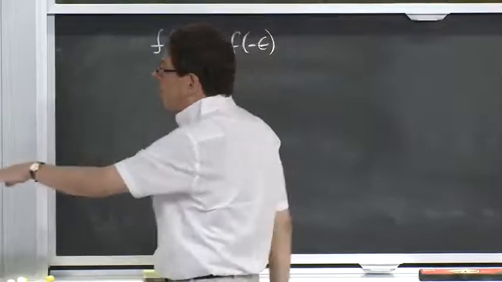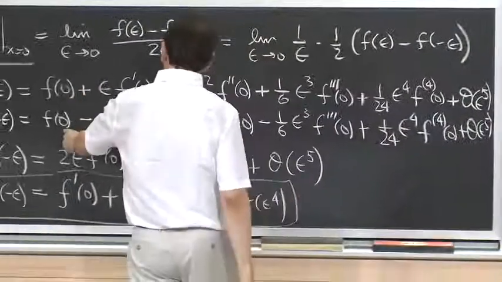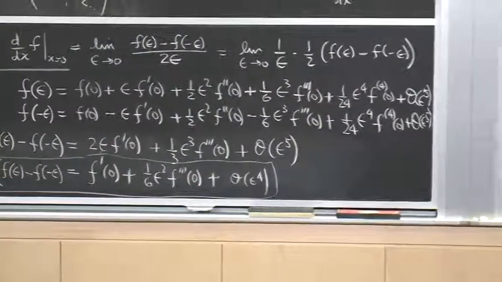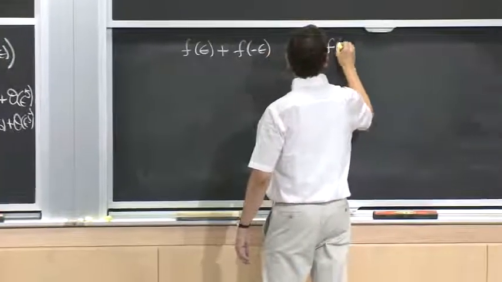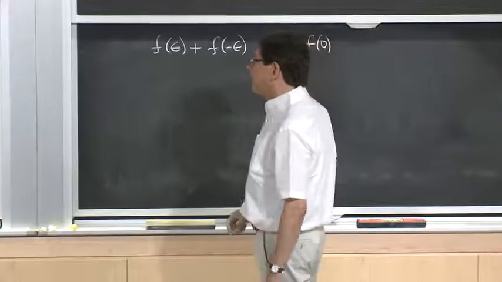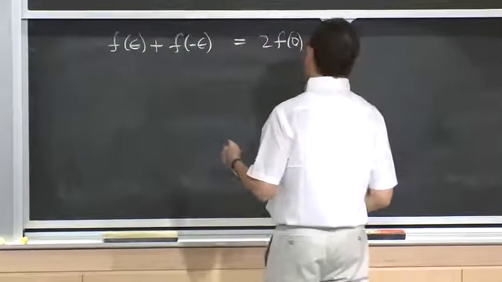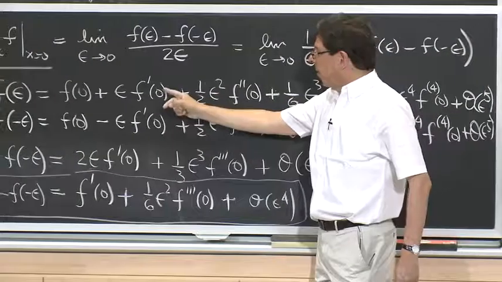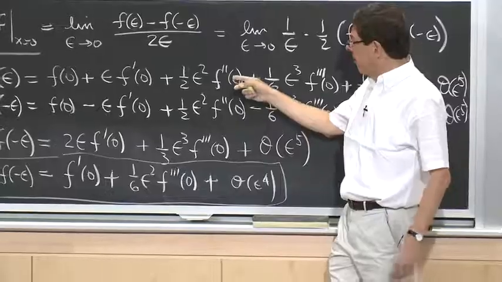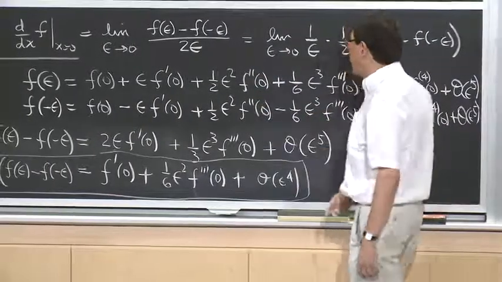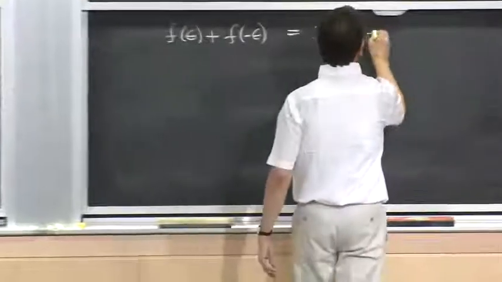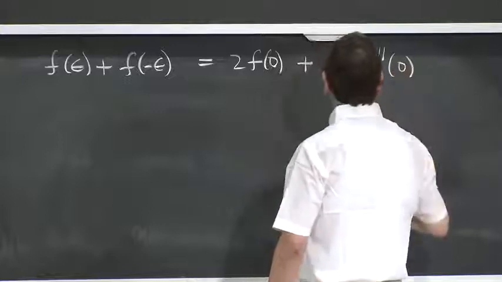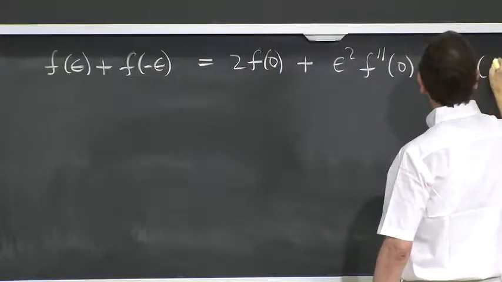You add them together, you get 2f of 0. So on the right-hand side, you get 2f of 0. And the order epsilon terms cancel when you add them, but the order epsilon squared don't, and you get an interesting term, plus epsilon squared f double prime at 0 plus order epsilon to the 4th.